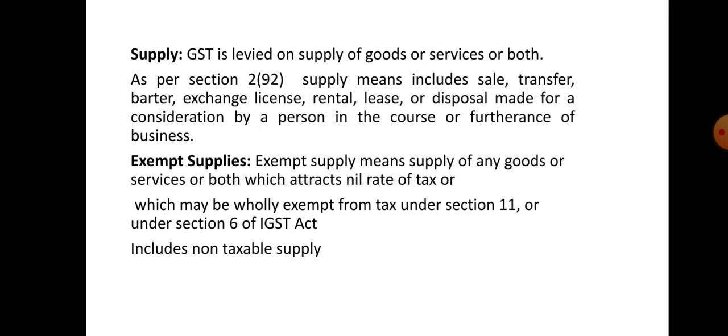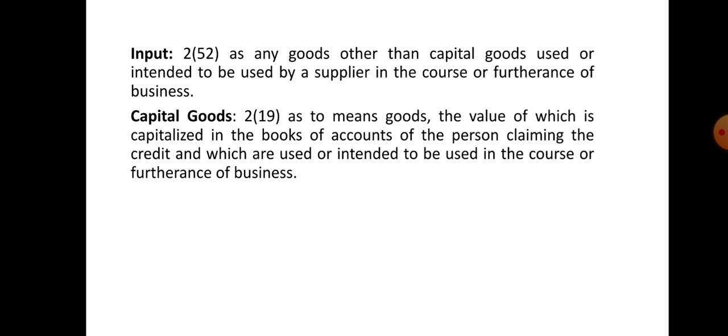or as per section 6 of the IGST Act. The exempt supplies also include the non-taxable supplies. Non-taxable means the transactions which are not taxed by the GST authorities. Such supplies are also treated as exempt supplies. And here, exempt supplies comprise three types of supplies.